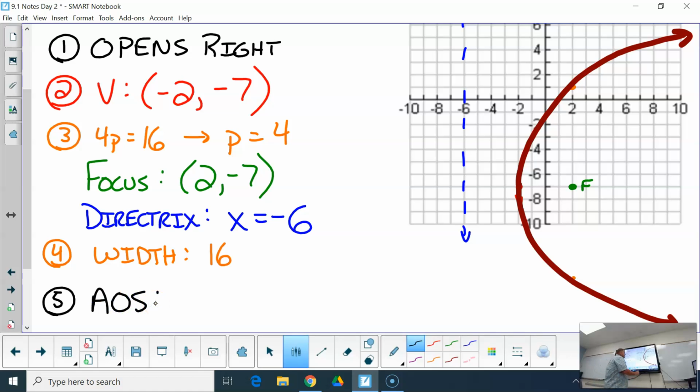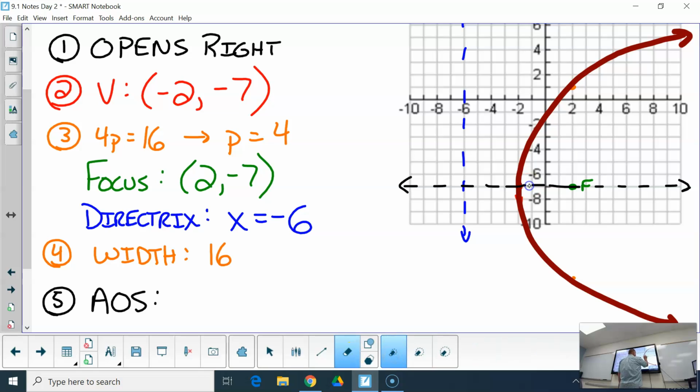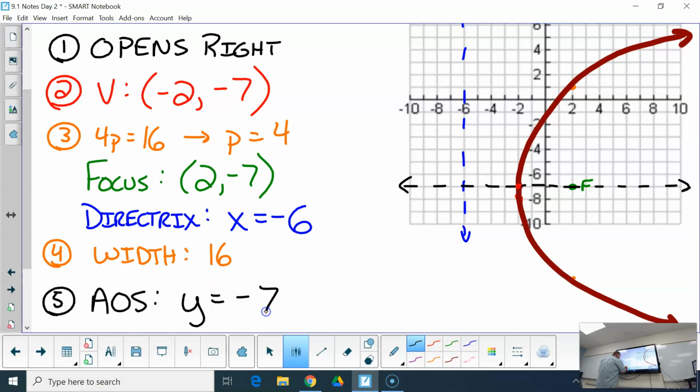Axis of symmetry is the line through the focus and the vertex. So that would be that line right there. So that is going to be y equals -7. Okay. And there's the graph of that.